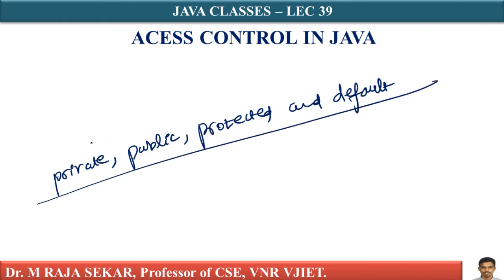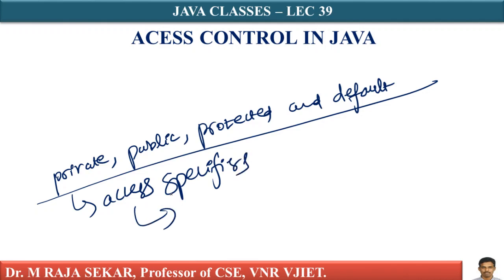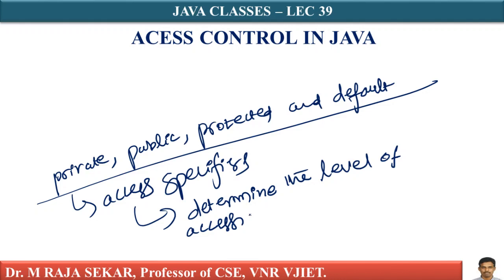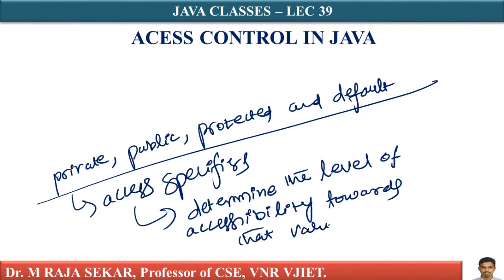These are known as access specifiers, and sometimes they are called access modifiers. They are private, public, protected, and default. Why are they called access specifiers? Because they determine the level of accessibility towards the variable. Simple and straightforward.